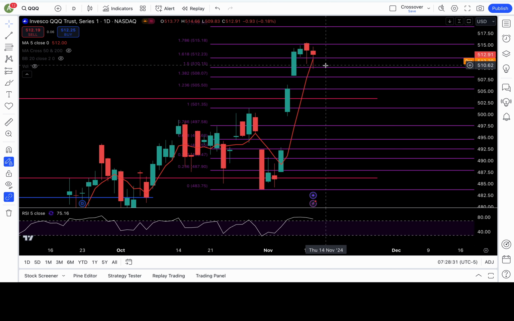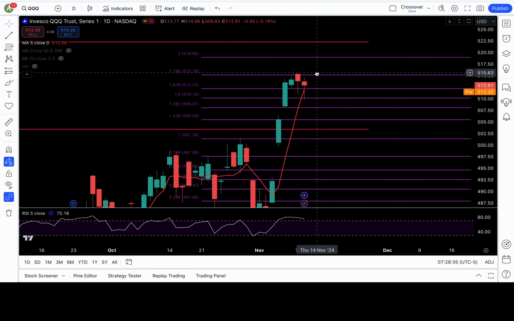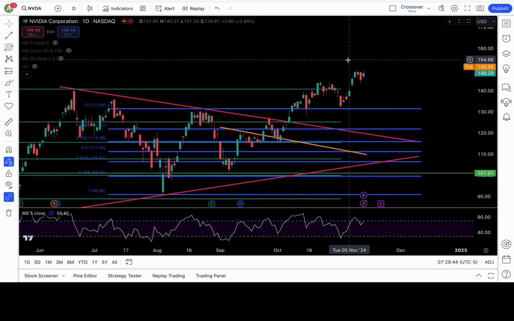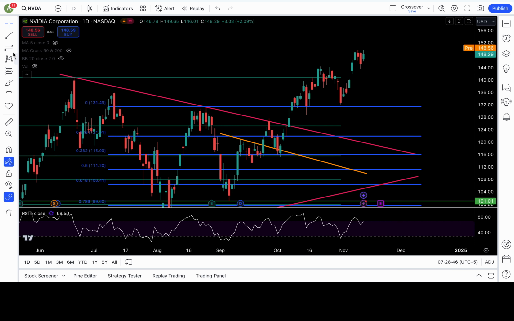And if we're above 512, I need to see it break out 514 to put 515.2 in play first, and then 517 and 519 above, guys. You know the levels, know the setups, and just trade it unbiasedly. NVDA, I don't have my fib levels out properly. Let me add that for you.